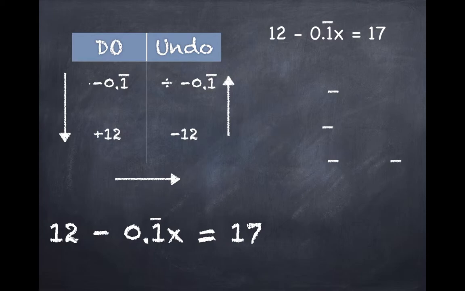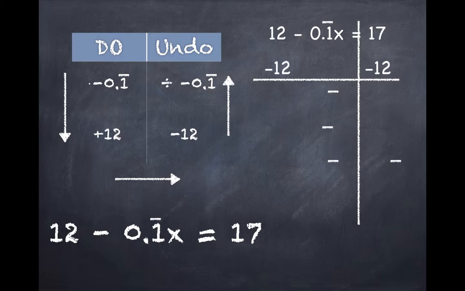There's our problem. I'm going to keep my work neat, and I'm going to start out by subtracting 12. Remember, that's a positive 12. The inverse of positive is negative. Negative and subtraction can be treated the same. Our 12 minus 12 cancels, so I'm left with -0.1 repeating x and equals 5. 17 minus 12 is 5.